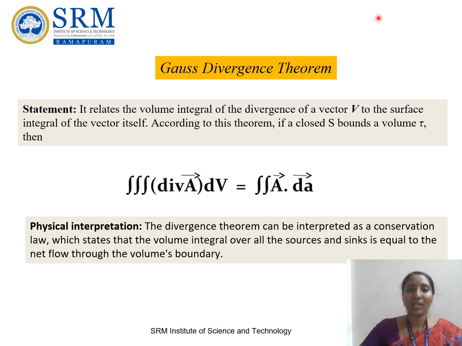In mathematical terms, we express it as the triple integral, that is the volume integral, of div A dV is equal to the double integral of A dot dA. That is the formula for Gauss divergence theorem. In this theorem, the vector field A is defined in a region of space, enclosed by the closed surface. So this is all about Gauss divergence theorem.